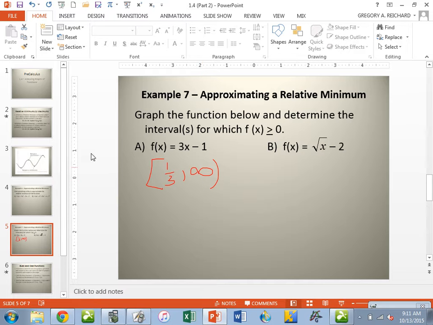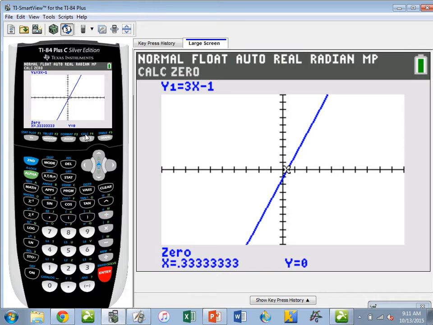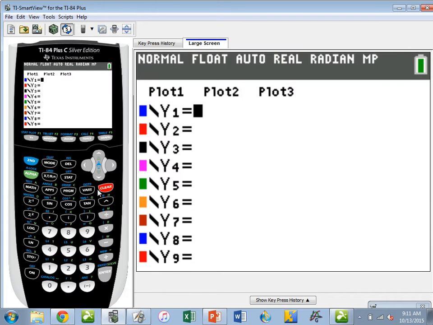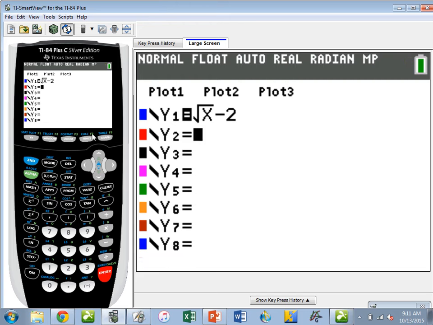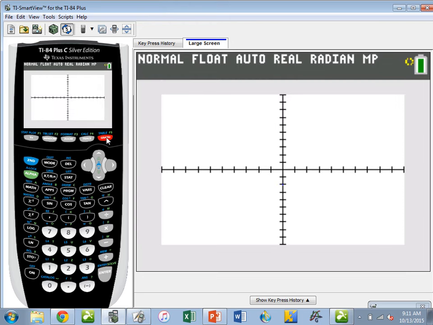I'm going to do the same thing. I'm going to come back to my calculator, go to y equals, but this time for part B I'm going to put in the square root of x minus 2. And when I graph this, here's the square root graph. You can see here's the point where the graph crosses the x-axis, and then from here to positive infinity, the graph is on the positive side of the y-axis.